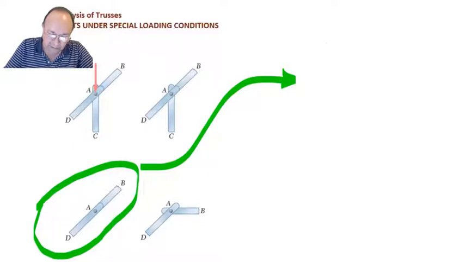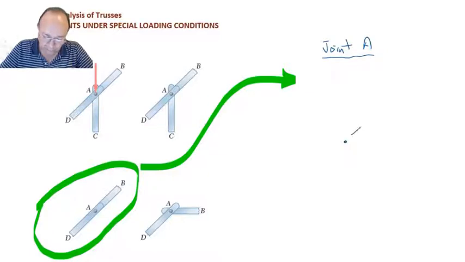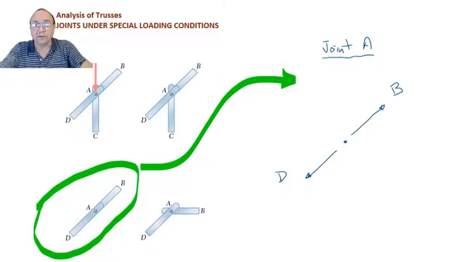The free body diagram of this will be joint A, one force and another force. This is nothing new for you guys because you already saw in a previous class that when a body is subjected to 2 forces, those forces have to be collinear, otherwise they have to be 0.